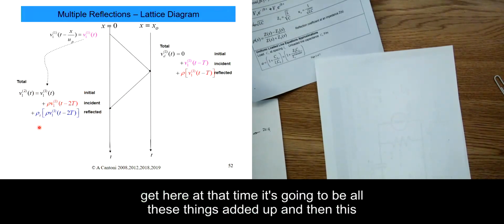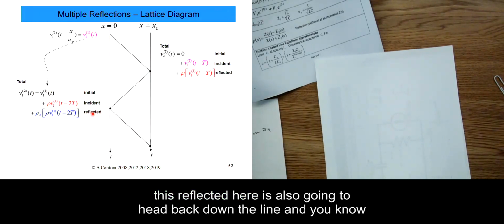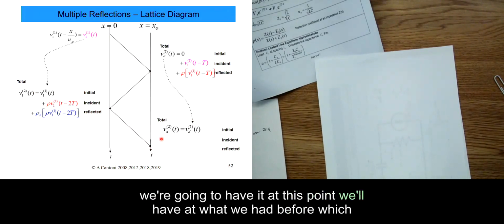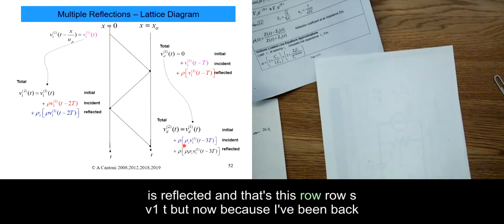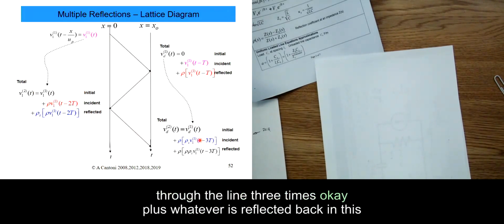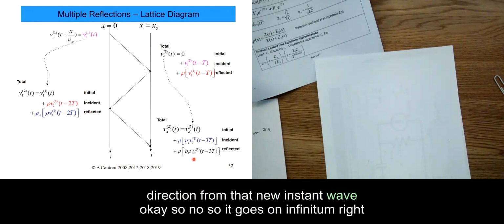So what we get here at that time is all these things added up, and then this reflected wave is also going to head back down the line. At this point we'll have what we had before, which was the initial condition, plus this reflected, that's this rho s v1 t, but now because it's been back through the line 3 times, plus whatever is reflected back in this direction from that new incident wave. And that all adds up. So it goes on to infinity.